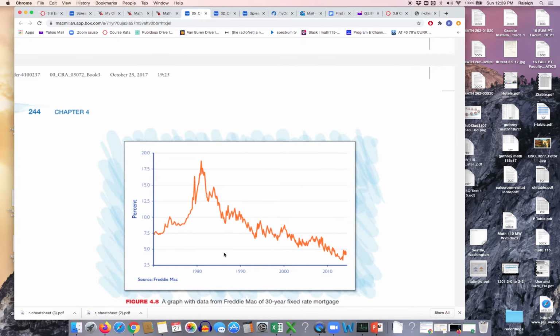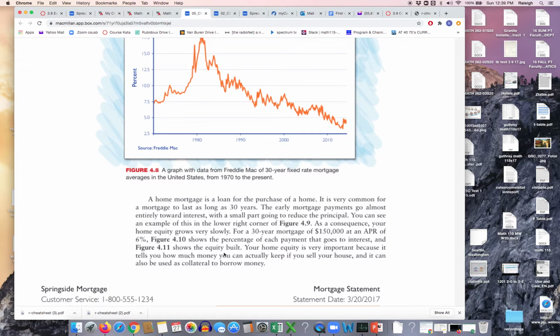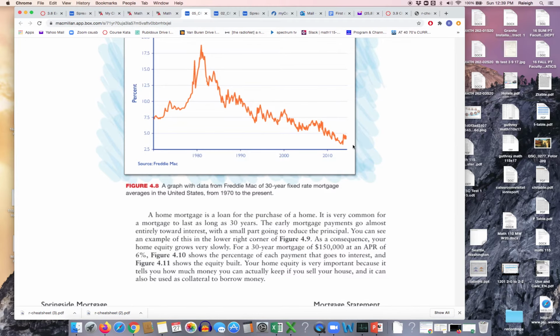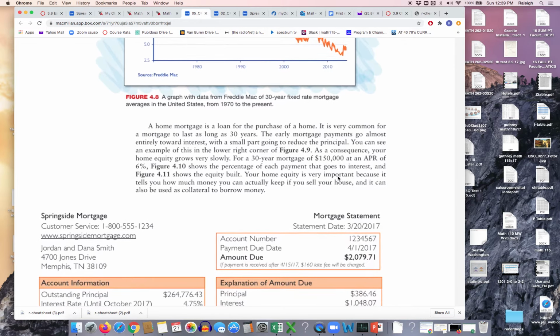Home mortgages, well, they show some graphs here, 30-year fixed-rate mortgages. We're down to historic lows. We're down way low now, down to this solid line. So that's kind of good news.